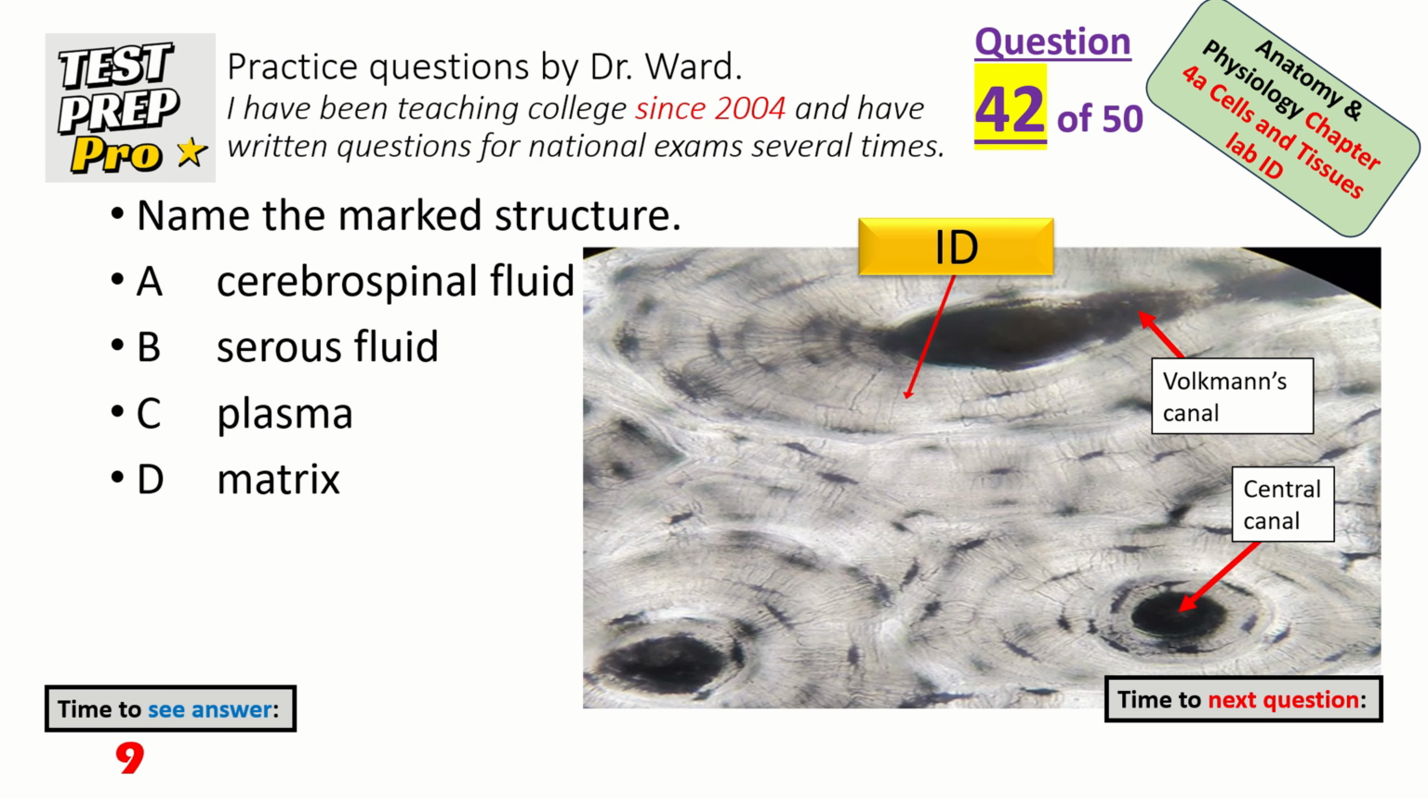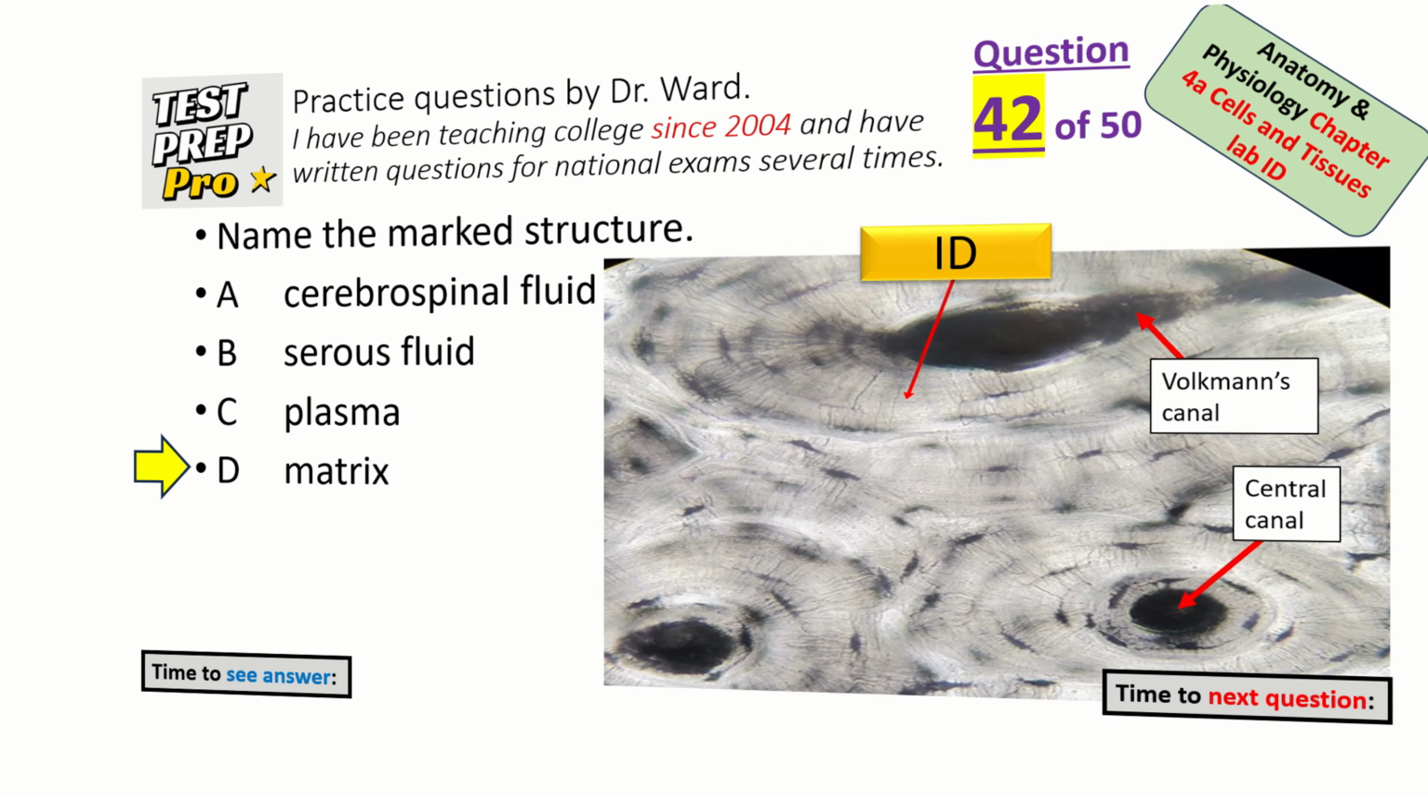Name the marked structure. It's showing you a slide of basically Volkmann's canals, central canals, and it's like a lighter color, just a general gray area. It's the matrix. It's like a semi-rigid material.